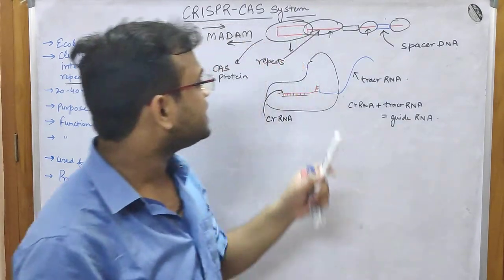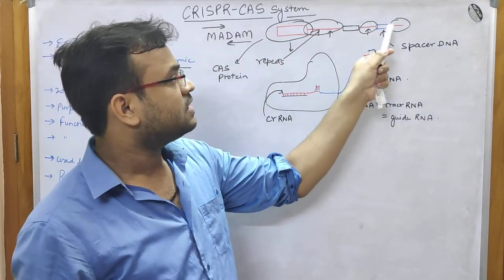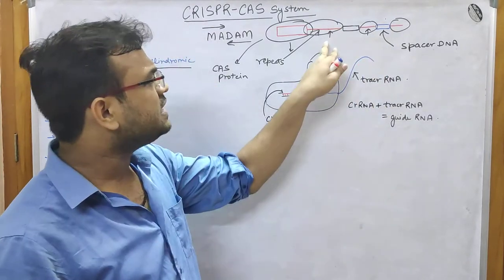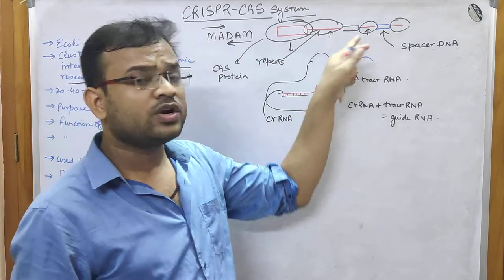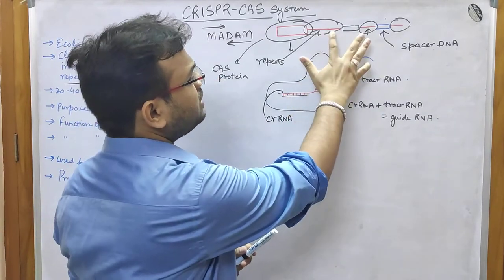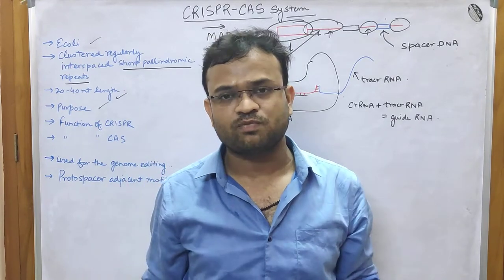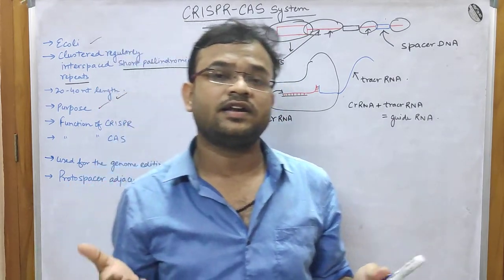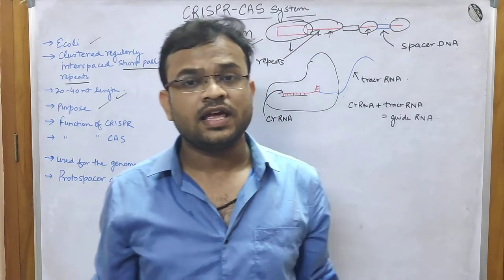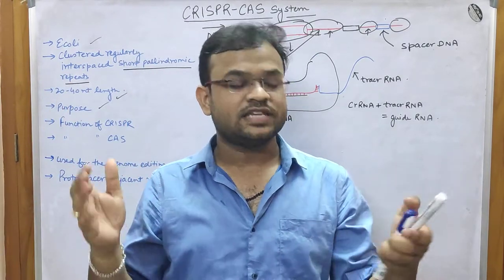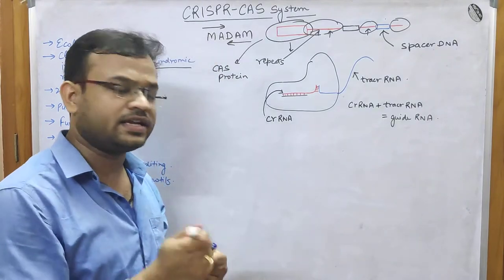We have said that CRISPR are these sequences that are separated by spacers. So what do these sequences basically do? They are responsible for the formation of an RNA. And what unique property will this RNA carry? This RNA will be complementary to the viral sequence. Let us understand this in detail.